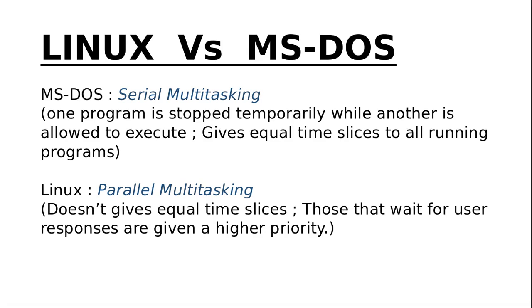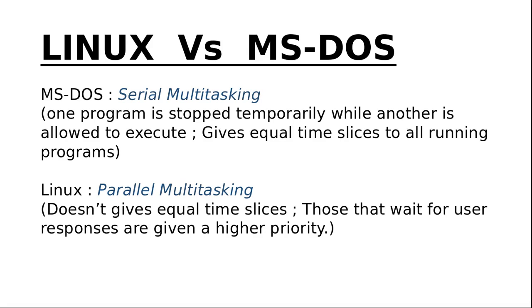While UNIX uses parallel multitasking, it doesn't give equal time slices, and those that wait for user responses are given a high priority. The multitasking of UNIX is really different from DOS, which does not give time slices to running programs. And if there are 5 programs running in DOS and even one goes haywire, hang, the entire machine hangs. In any genuine multitasking environment like UNIX, this doesn't happen.